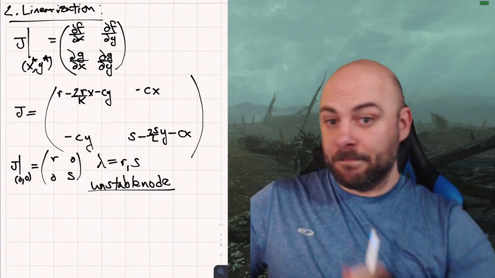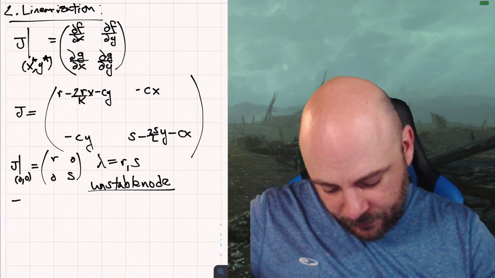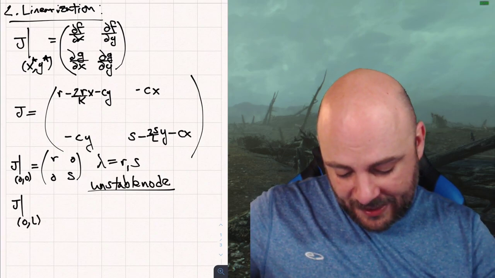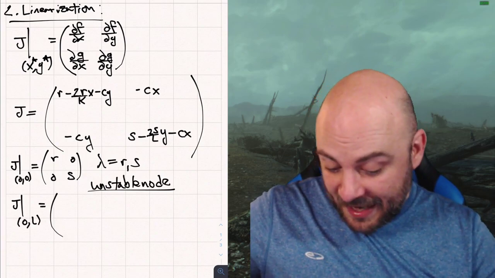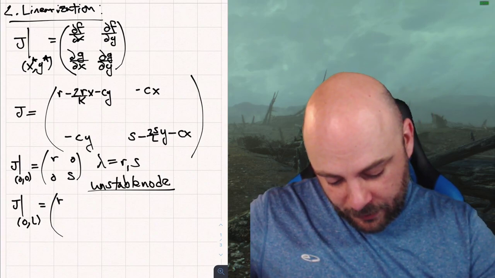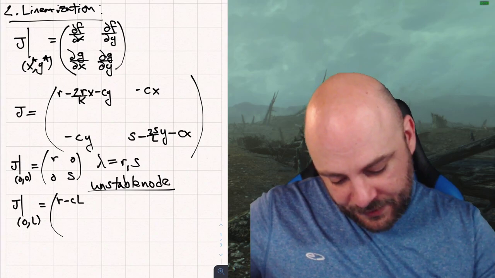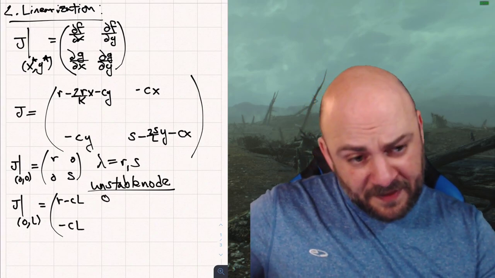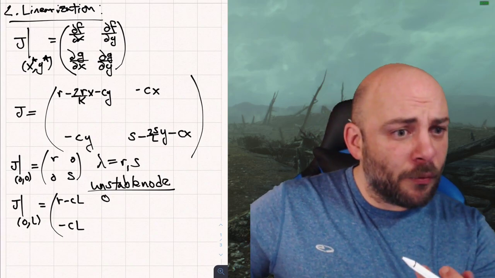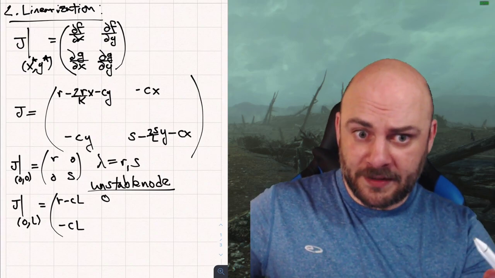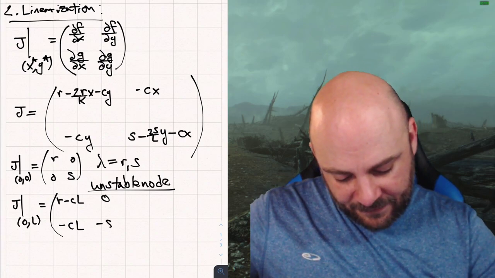Good job if you got it, okay? The next equilibrium point that we had was x equals 0 and y equals L. So let's plug that information in here. My top equation now becomes R minus CL. This one is still 0. This one is minus CL. And then this big one right here, plug in L for y. 2 times S times L divided by L is just 2S. So I've got negative S.